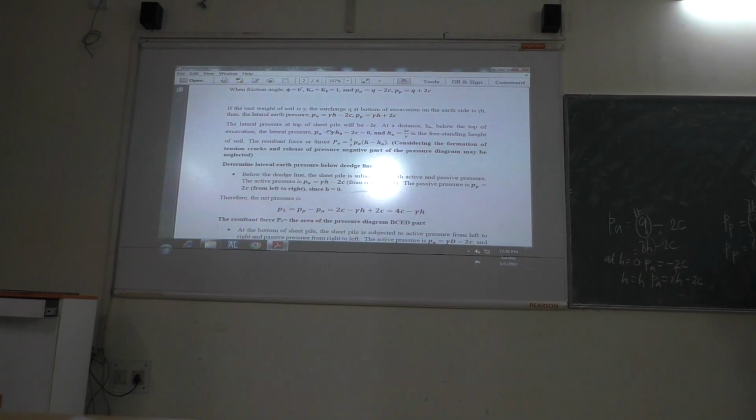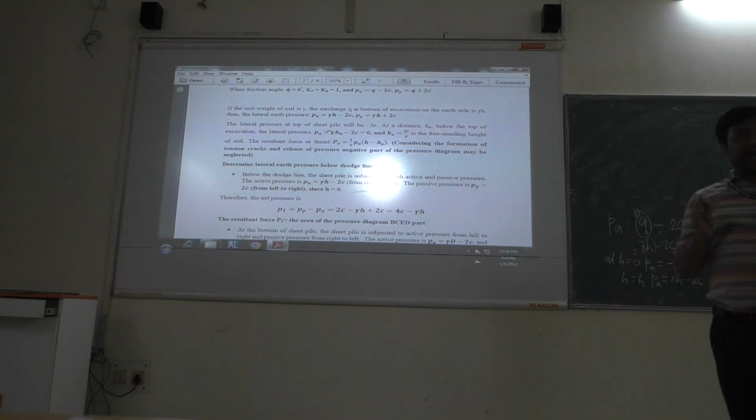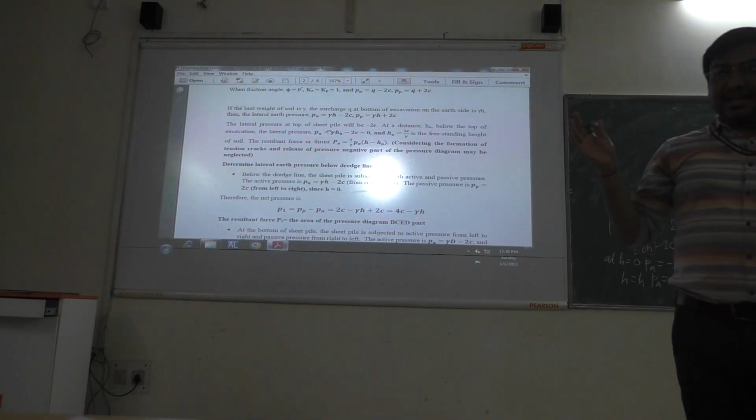That means it wants to separate from the sheet pile wall. So that's why this separation means crack. Two surfaces are separated out, that means cracks. These kind of cracks are called tension cracks. Due to the formation of the cracks, the negative pressure is released.